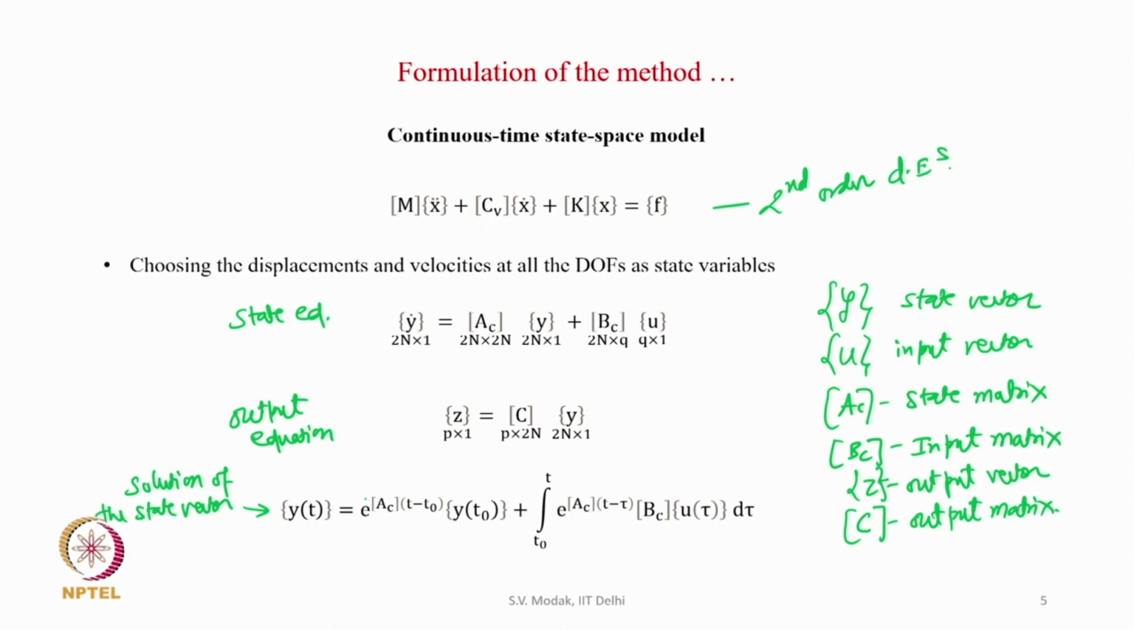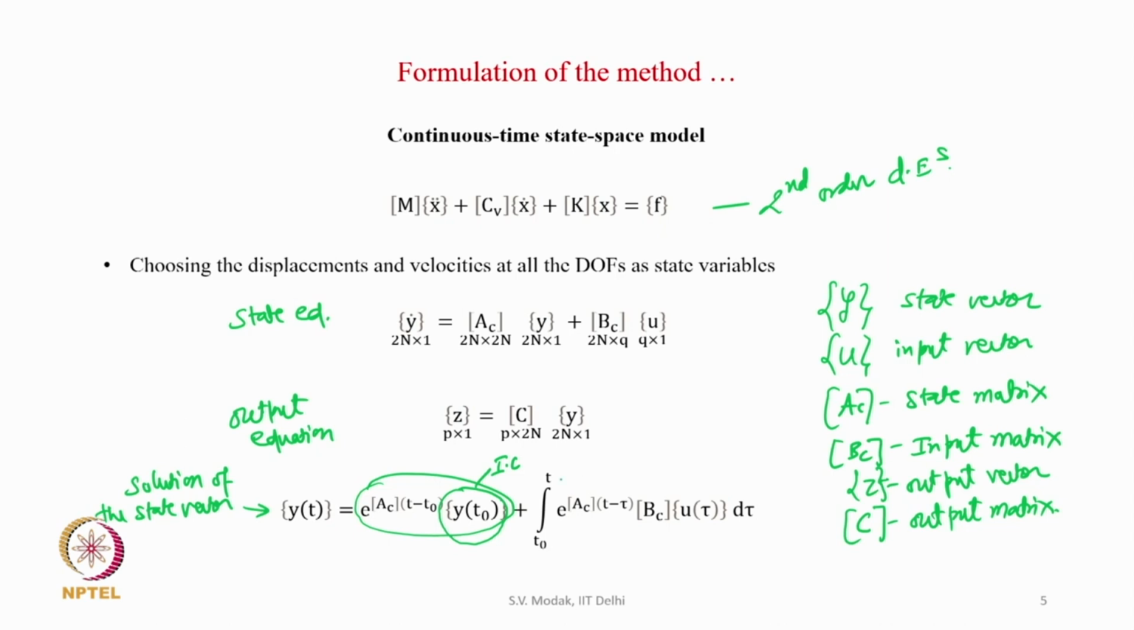The first term you can see here depends on the initial condition on the state vector. So, you can see this y t naught. This is nothing but the initial condition on the state vector, and this term therefore determines the component of the response due to the initial state of the system.